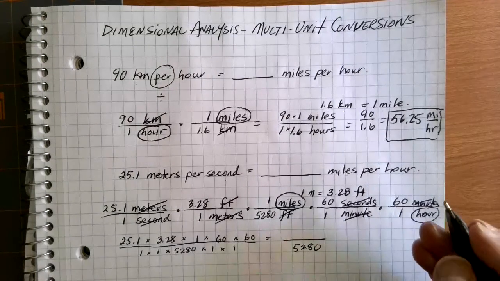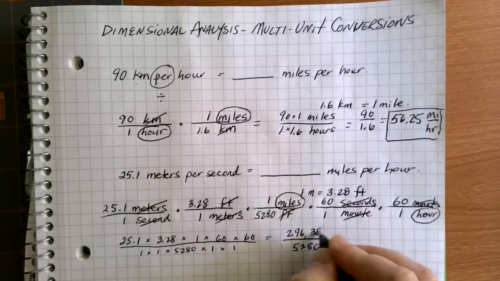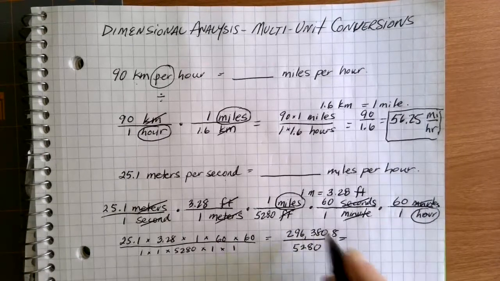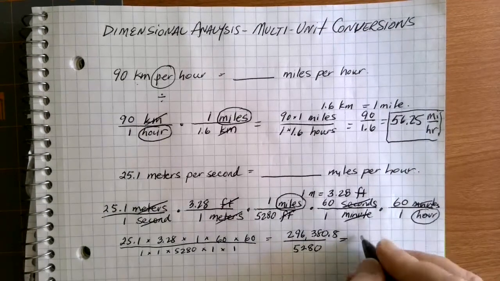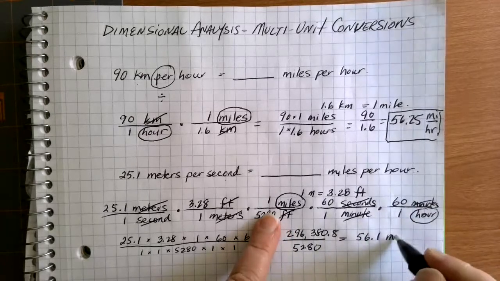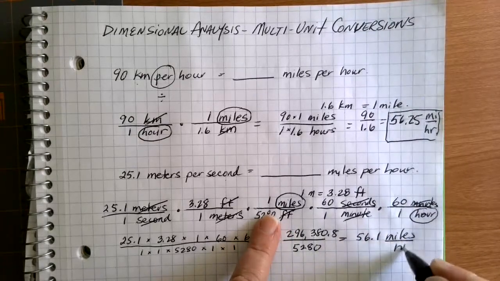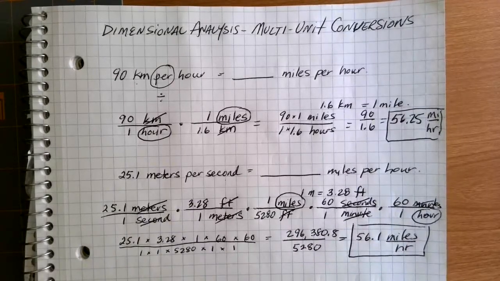And I come up with 296,380.8. Divide the top and the bottom. So divide by 5,280. And I end up with 56.1, and my units were the miles that were remaining on top and the hours that were remaining on the bottom. So 25.1 meters per second will correlate with a speed of 56.1 miles per hour.